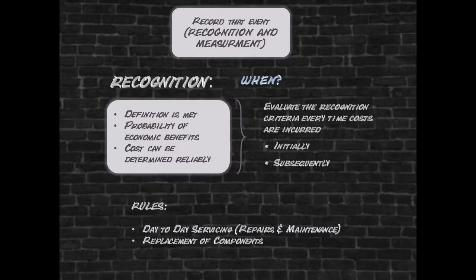Where property meets the definition in IAS 40, it is initially recognized when the recognition criteria is met. All initial or subsequent amounts incurred are evaluated against this recognition criteria, which is in line with the criteria put forward in the framework. Rules are provided for some situations where this evaluation of the recognition criteria might be problematic.